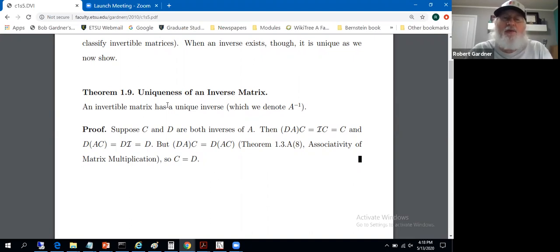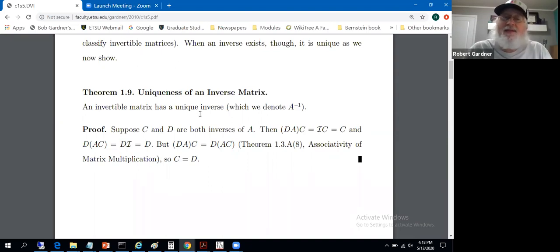Theorem 1.9, uniqueness of an inverse matrix, says an invertible matrix has a unique inverse. So we'll use this notation: A inverse is the way to read this, capital A being a matrix. They say this is an invertible matrix, so there's the assumption of an inverse existing. When an inverse exists, it's unique, is an alternate way of saying this. Okay, a common math way to prove things. I like the looks of this because it's only 3 lines.